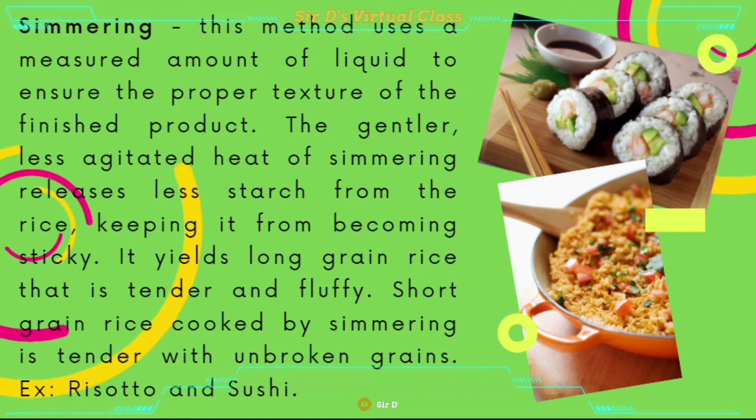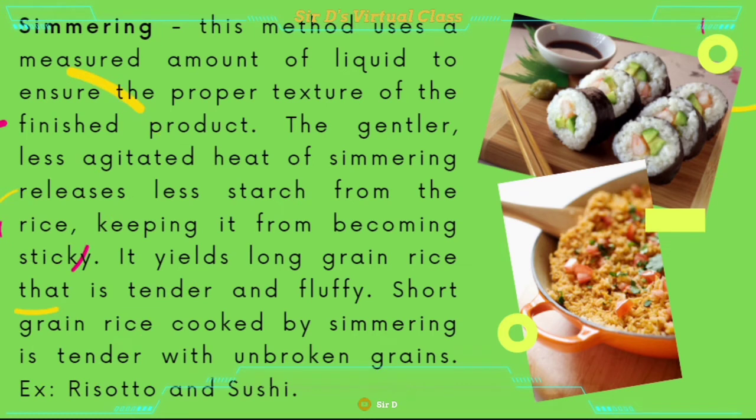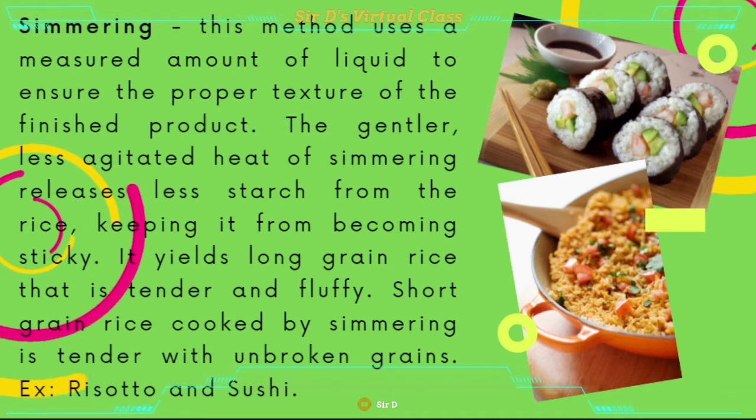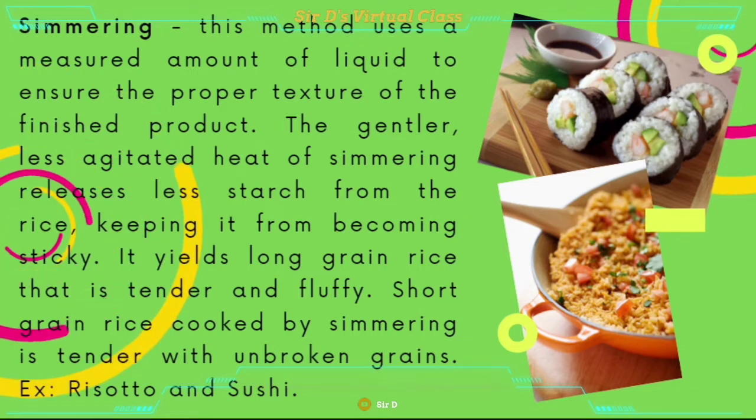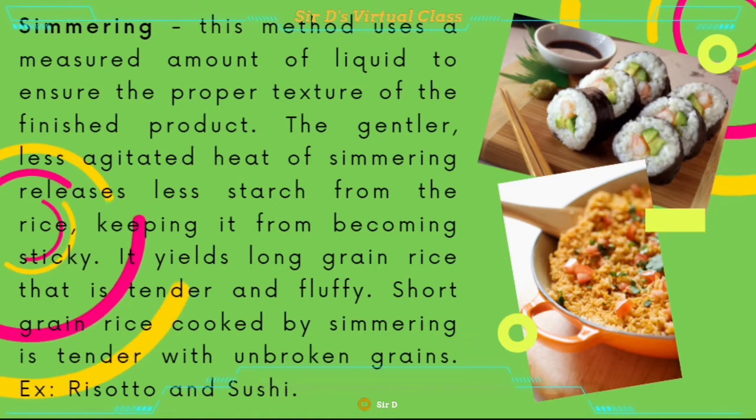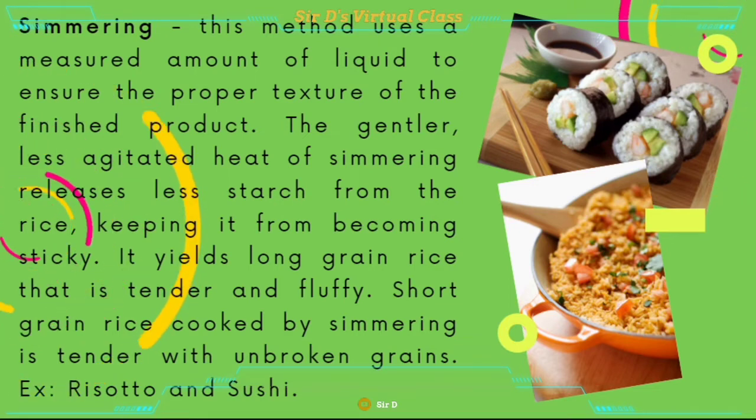Simmering. This method uses a measured amount of liquid to ensure the proper texture of the finished product. The gentler, less agitated heat of simmering releases less starch from the rice, keeping it from becoming sticky. It yields long-grain rice that is tender and fluffy. Short grain rice cooked by simmering is tender with unbroken grains. Some examples you have here are the risotto and the sushi.